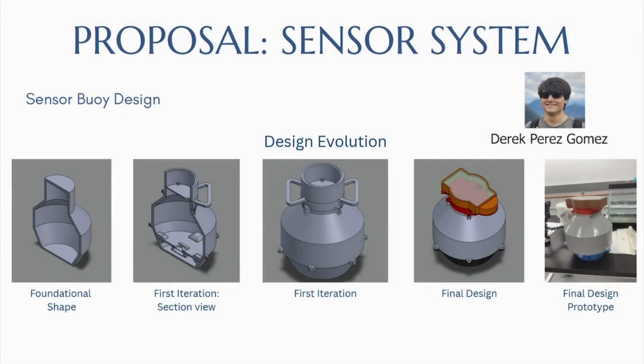This slide shows the evolution of our buoy design. We started with a simple base shape which guided the final structure. Our first iteration included side handles for easier carrying and introduced the dual mounting system, visible in the section view. However, we later redesigned the upper section to better fit the battery and removed the handles since they were structurally weak in PLA. The final vessel was printed and coated with Flex Seal epoxy for added durability and waterproofing.